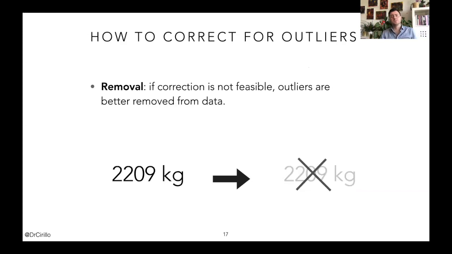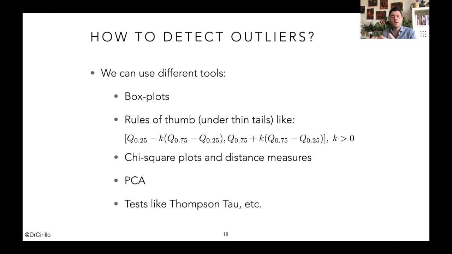In other situations, it can be difficult to correct. And in those situations, for example, I can remove the observation from my data set because I'm not able to find a way of correcting the observation. Now, how can we detect outliers? Statistically speaking, outliers tend to lie outside the range of variation. So in any case, in terms of magnitude, they would be different from what we can usually observe.